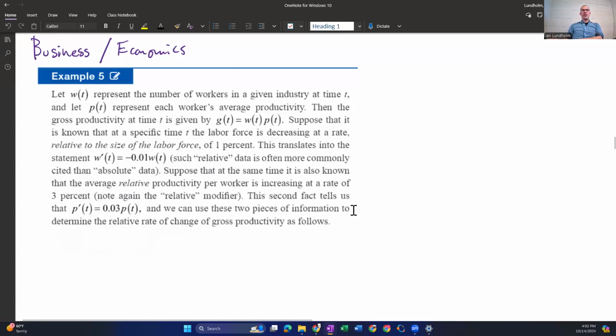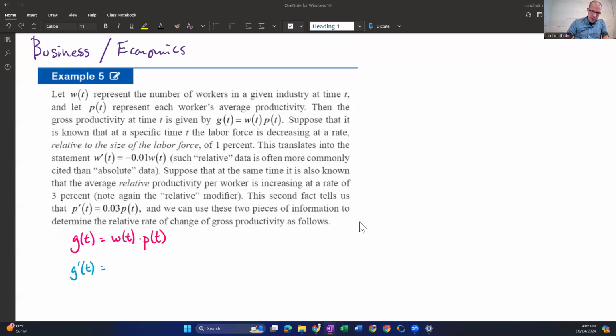We could use those two pieces of information to determine the relative rate of change of gross productivity. And so again, we would be in a scenario where to calculate this gross productivity number, we are multiplying two functions of t. So let's copy this down. G of t is equal to W of t times P of t. And to get G prime of t, we could use a product rule.